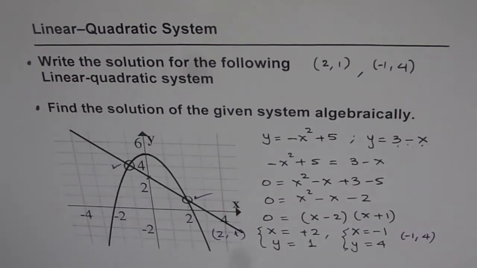A linear-quadratic system is any system in which you have at least one line along with one parabola with a quadratic equation, correct? And when we say solution to those, that means we are trying to find points of intersection, or the points which are common to both. You can find the solution graphically or algebraically. Graphically it's easy, but at times it may not be accurate. Algebraically it may take some time to calculate, but you get very accurate results. So those are the advantages.